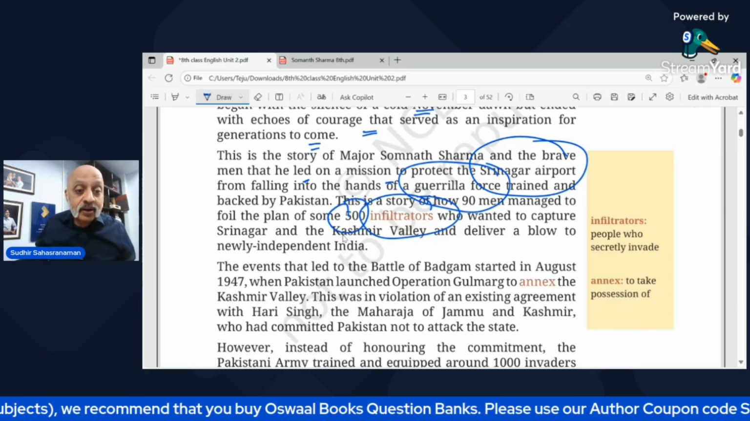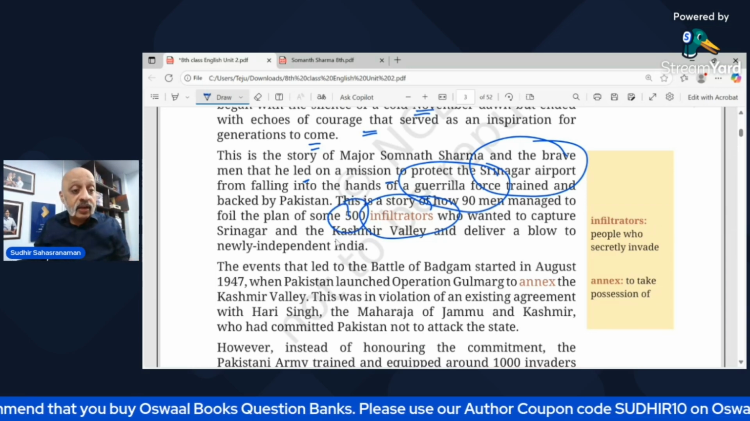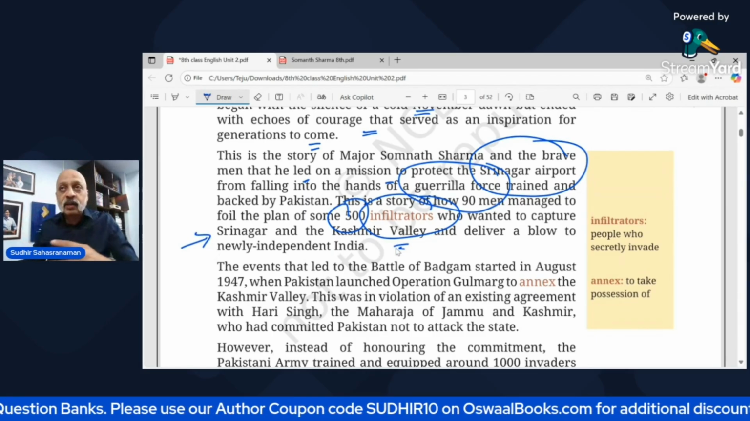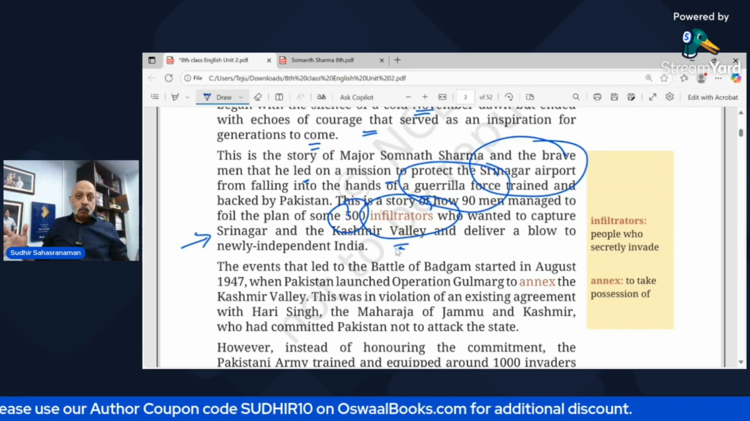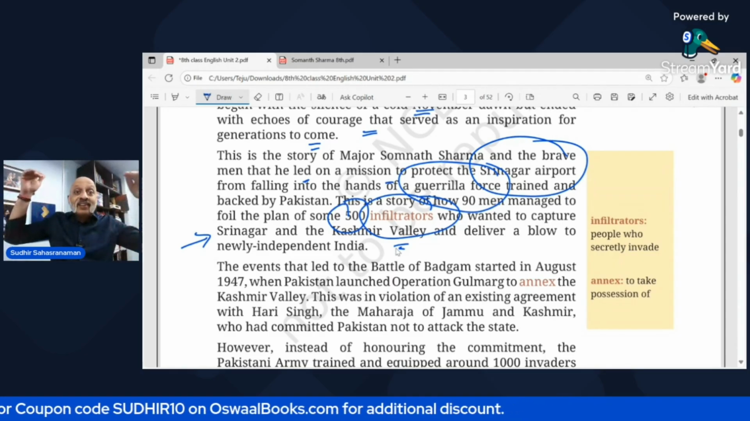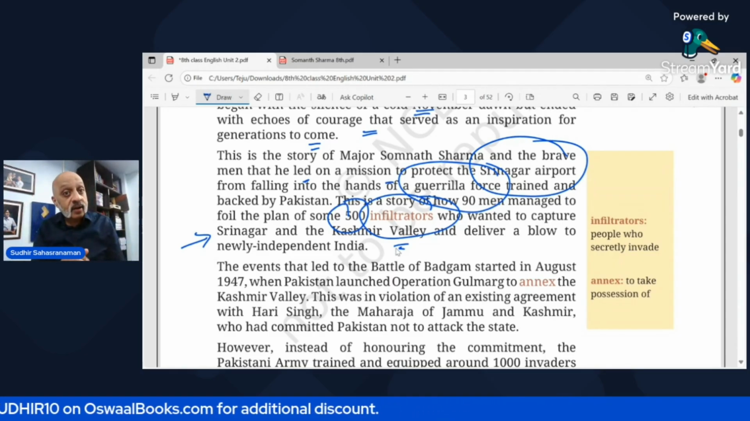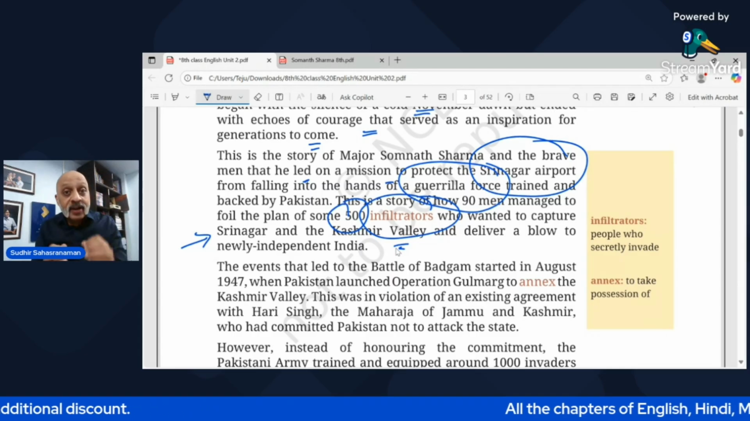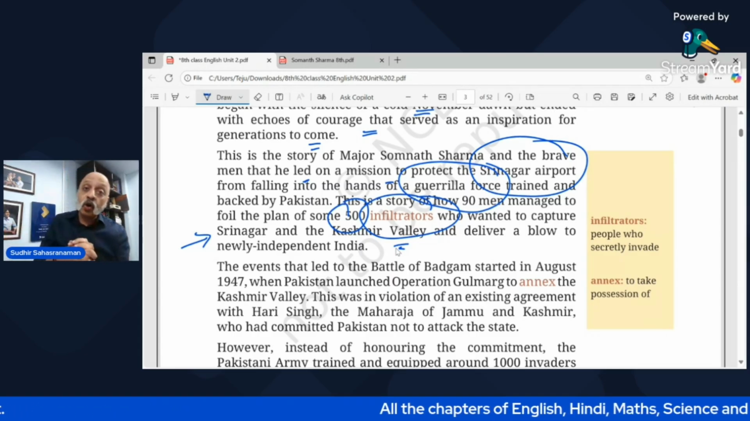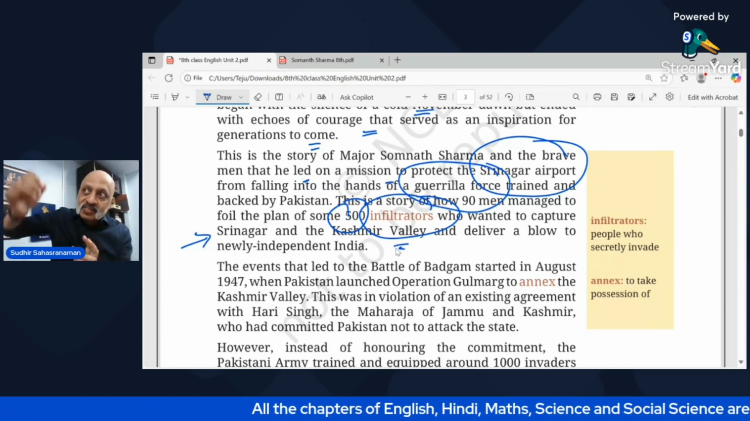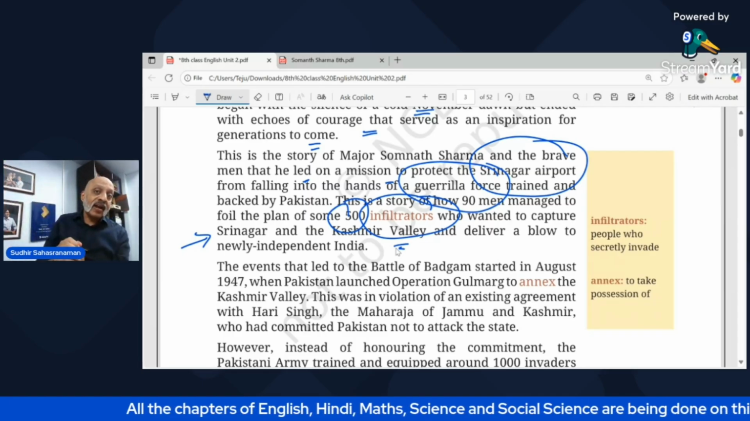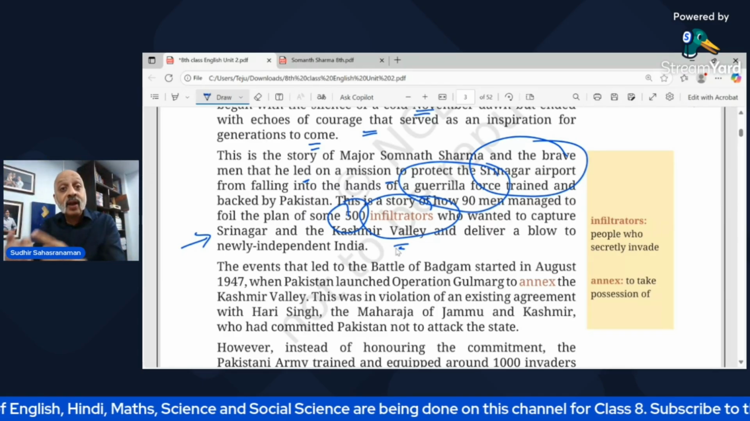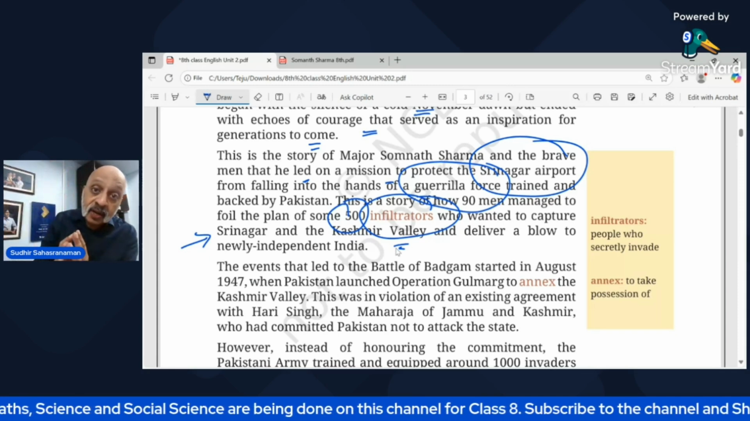So about 500 of them came with the intention to capture Srinagar and thereby the Kashmir Valley, because if you capture Srinagar airport, that means there is no entry point into Srinagar and the Kashmir Valley. And that would have meant a big blow to India, which had just become independent on the 15th of August. So Pakistan, right from 1947, had these designs that they wanted to take Kashmir, which had been given to India as part of the partition agreement.